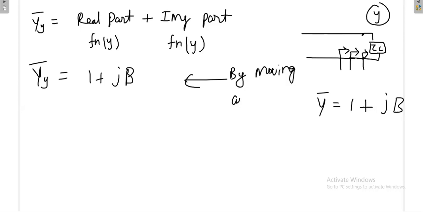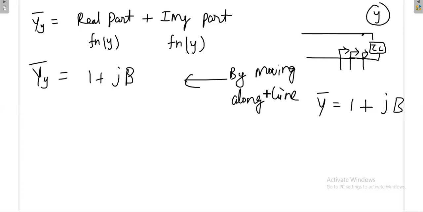You have to move along the line, from the load towards the source. Nobody knows where it will be, but definitely at some point of time, by moving along the line, you will get 1 plus jB.